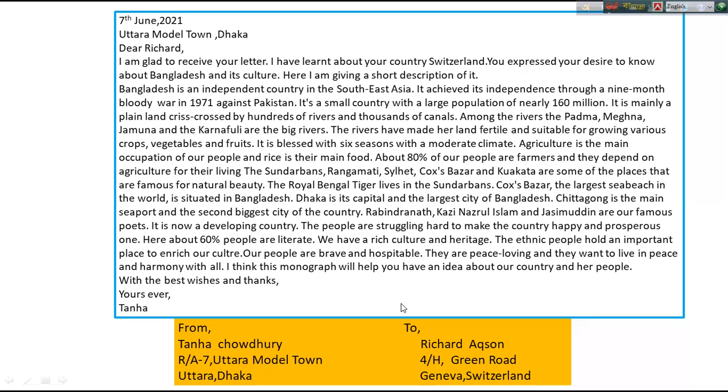Tanha is the writer of this letter. And these names, Tanha and Richard, are given in the question. That is the context of your letter writing. So after writing this letter, you should draw or write this envelope, writing the writer's information, address and name. Then of course you should write who will receive the letter, that is Richard.